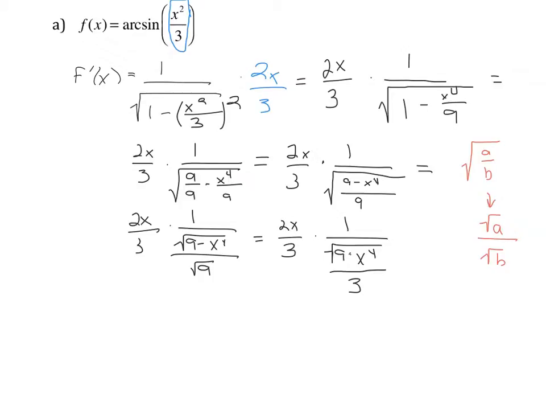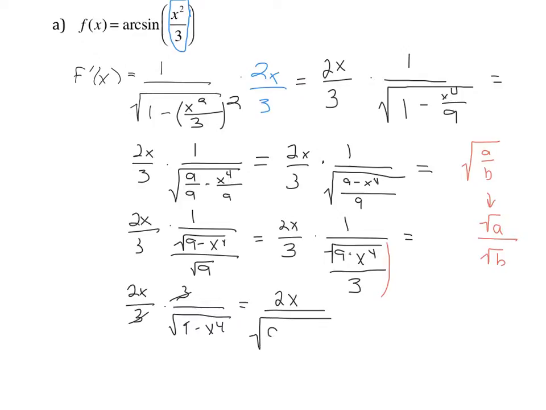Dividing by this whole fraction is just going to be the same as multiplying by its reciprocal, so let's show that. Instead of 1 over all of this stuff, I'm just going to flip it, and I'll say times 3 over the square root of 9 minus x to the 4th. And then the 3's cancel out. So that's nice, and we're left with 2x over the square root of 9 minus x to the 4th.